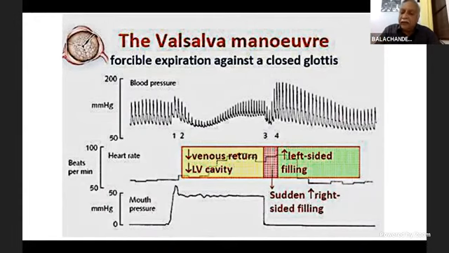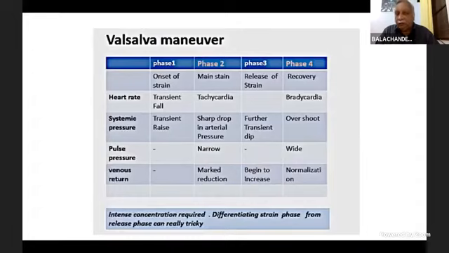There is a sudden further drop of the blood pressure, and to some extent, further increase in the heart rate. But the last stage is the most important. That's the 4th stage, where there is increased left-sided filling. Although they say the 3rd stage causes a sudden right-sided filling, it's not clinically relevant. So you have these 3 things when you are asked about Valsalva maneuver. This itself can be a short note in the exam.